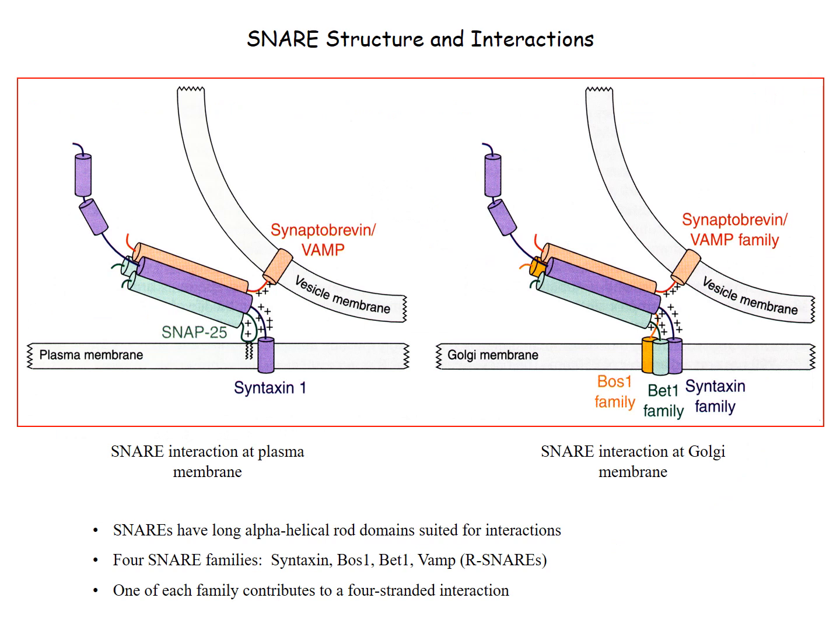This just shows a little more. SNAPs are also involved in the targeting. Here's a SNAP 25. BOS, BET, syntaxins are all involved in the twisting and putting them together. Okay. VAMP is actually another name for a V snare. There are 4 snare families: syntaxin, BOS, BET, and VAMP, which are snares. And there's 4 twisted molecules, a 4-strand interaction that allows them to twist and the membranes fuse.